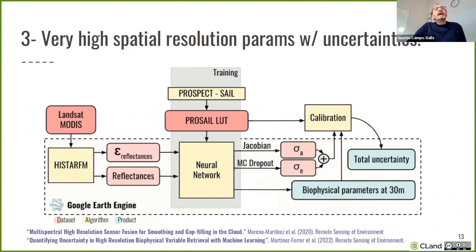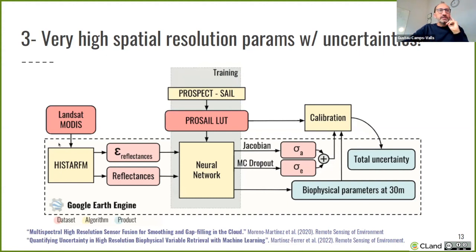A third methodology that I would like to introduce today is what happens if you want to generate very high spatial resolution parameters, but also continuously in time, and also with well-calibrated uncertainties. This is a work that we just published this year. In this particular work, you see here two boxes, essentially. These yellow boxes stand for algorithms or models.